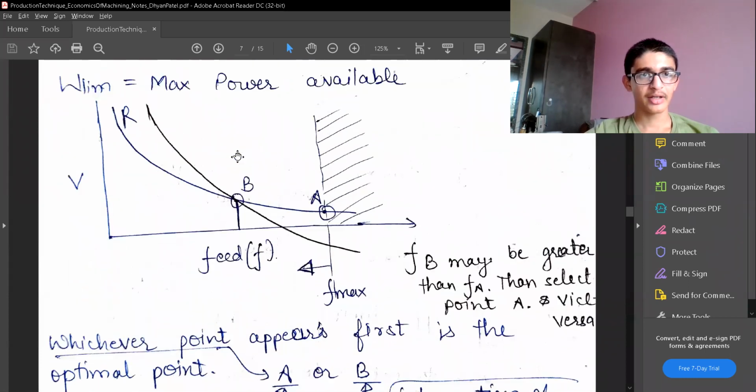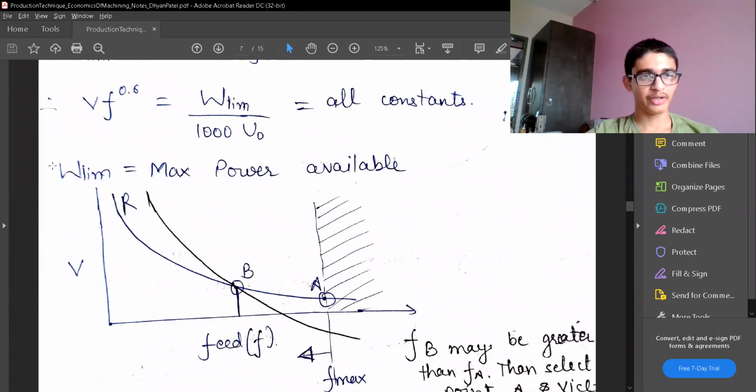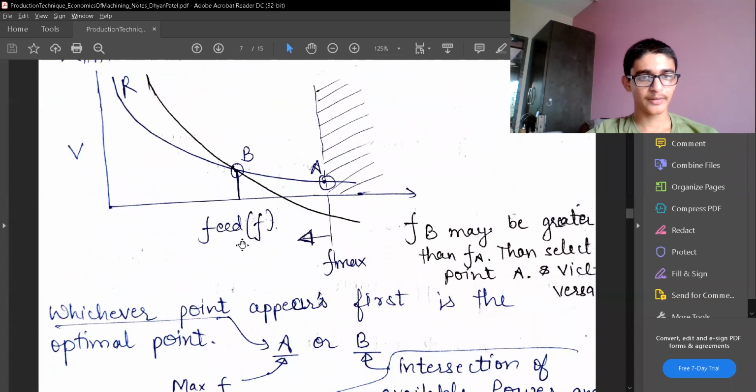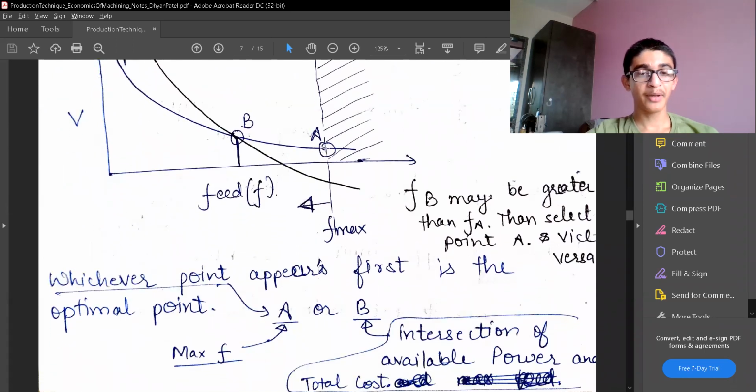Either we work at minimum power. If we want to work at minimum power, that is the point B. And if we want to work at minimum cost, that is the point A. But whichever point appears first is the optimal point for us, whether A or B. The A point here indicates maximum feed rate and B point indicates the intersection of available power and tool cost.